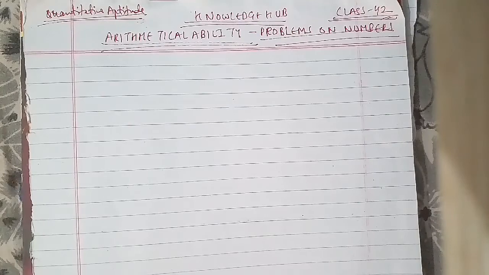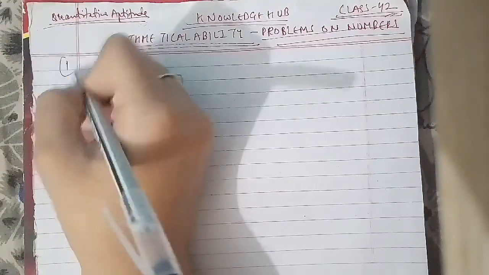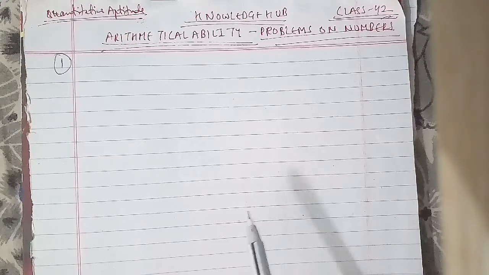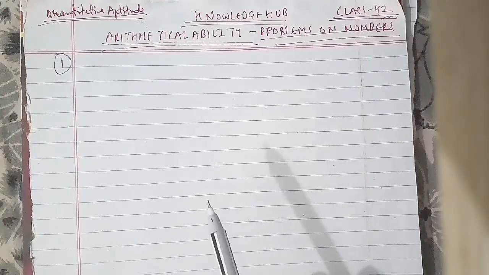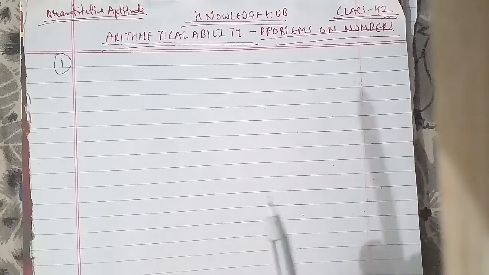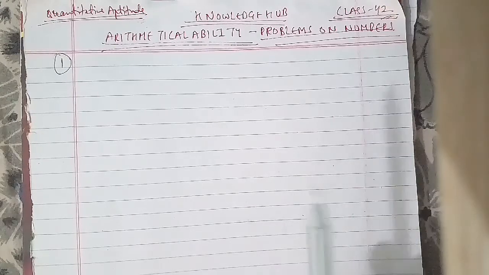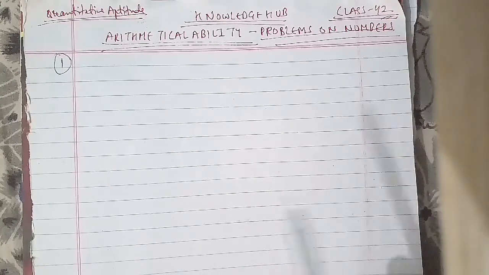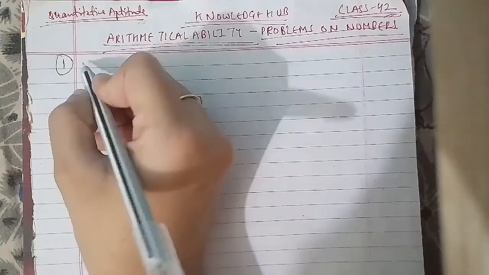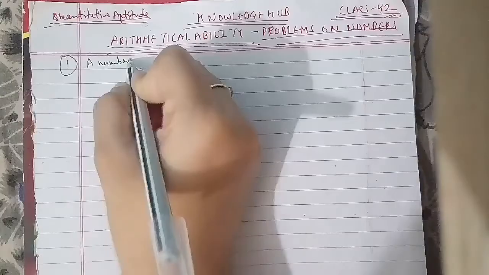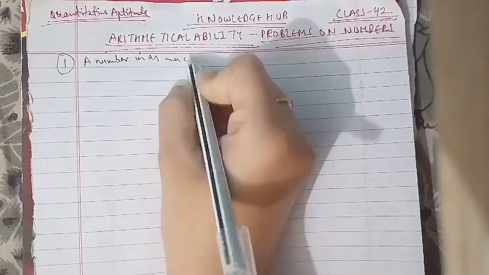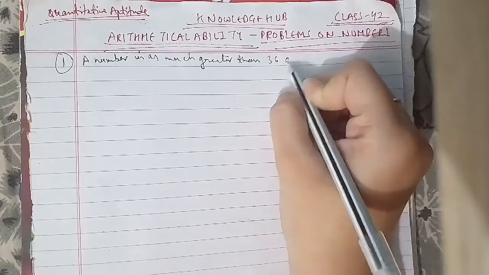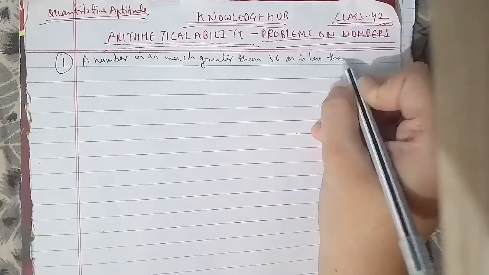The first question we'll talk about: a number is as much greater than 36 as it is less than 86. Find the number. The number should be as much greater than 36 as it is less than 86, and we have to find that number. So let's go ahead for the solution.